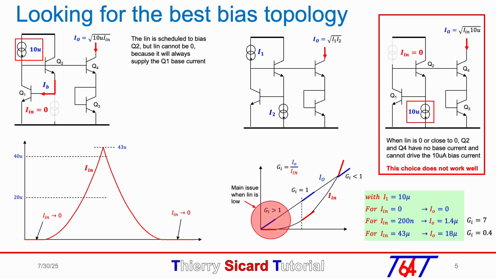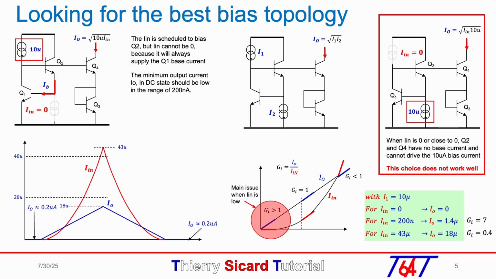The main problem arises as I in approaches 0. In DC operation, the output current I out should be very low, on the order of a few hundred nanoamp, as indicated by the blue curve I out. In general, the 10 microamp bias current is constant over time as indicated by the orange curve in the diagram.